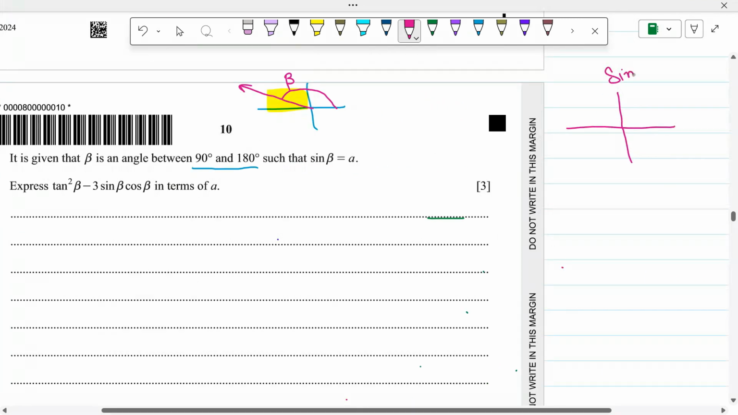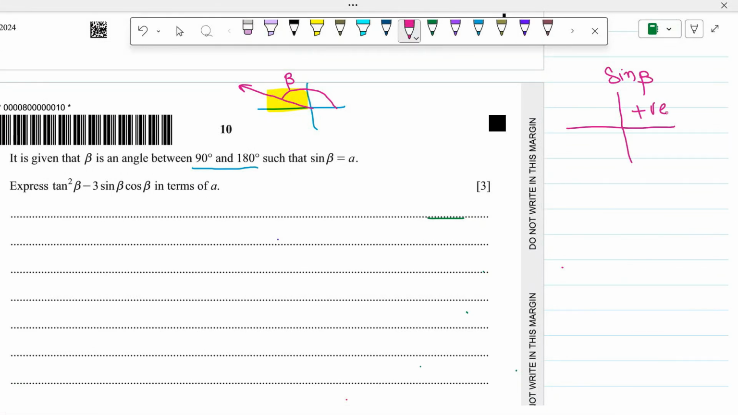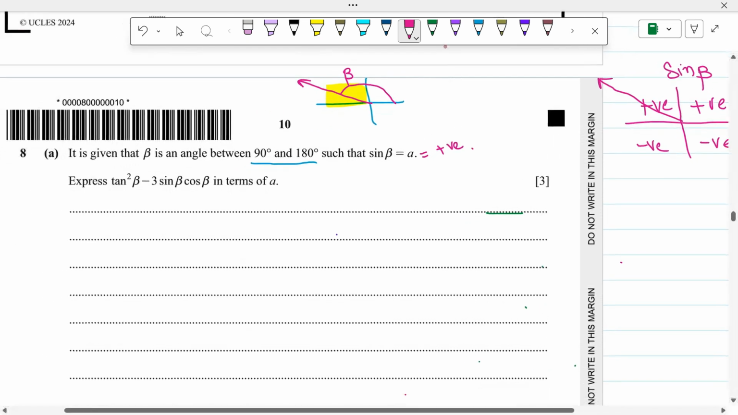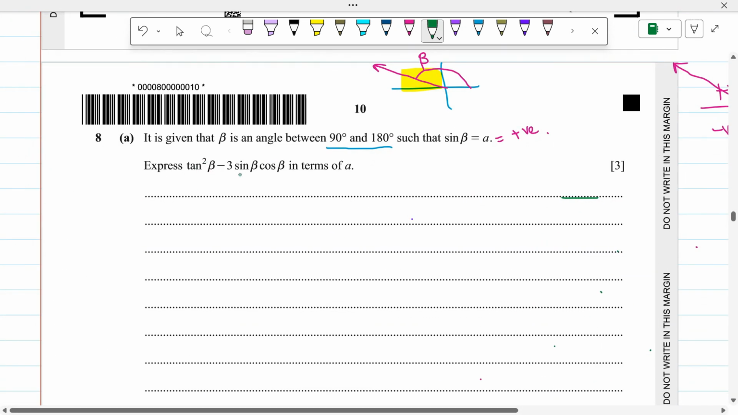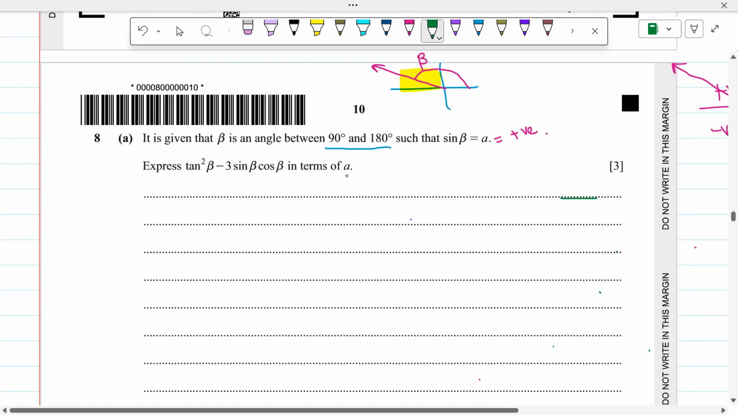Sine of beta is positive in the first and second quadrants and negative in the third and fourth quadrants. Because beta lies in the second quadrant, A should be positive. Okay, express tangent square of beta minus 2 sine of beta cos of beta in terms of a.